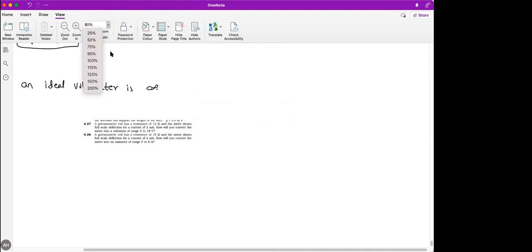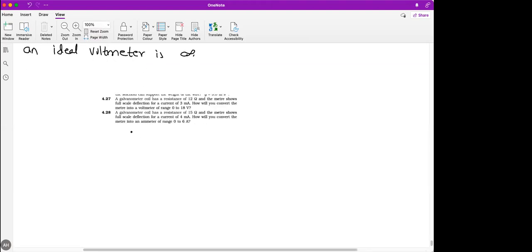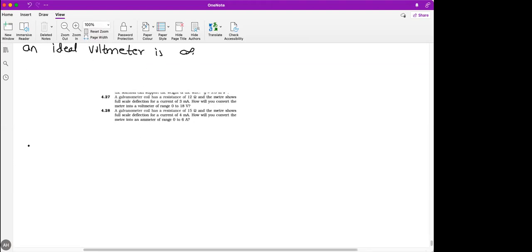See, this is a formula based thing. Galvanometer has a resistance of 12 ohm, so G is 12 ohm. The meter shows full scale deflection for a current of 3 milliampere, so IG is 3 milliampere. How will you convert the meter into a voltmeter of range 0 to 18 volt? So V is 18 volt.